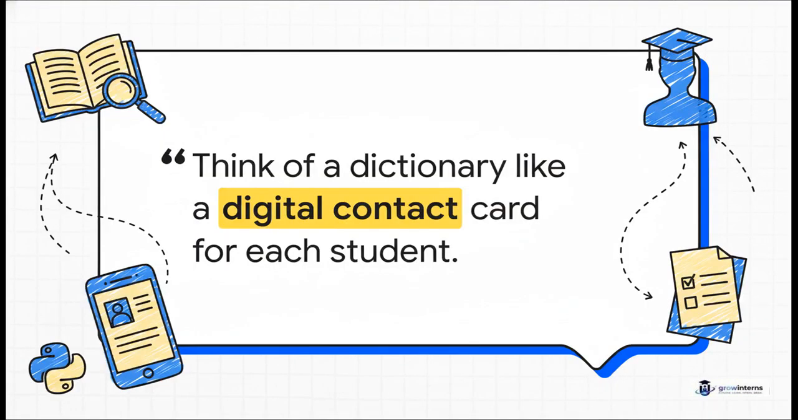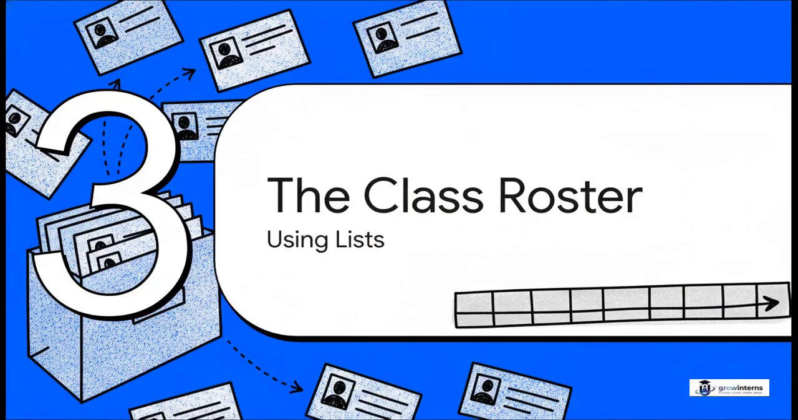A really great way to remember this is to think of a dictionary as a digital contact card. It has all the essential, related info for one person, all in one self-contained unit. So the key takeaway here is, in our system, one dictionary equals one student. Great. So we've made our first contact card. But a class has more than one student, right? We need a way to hold all the cards for every single student. So it's time to move to the next level of organization.